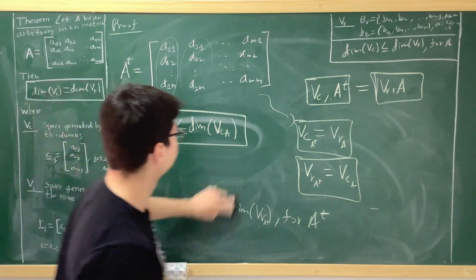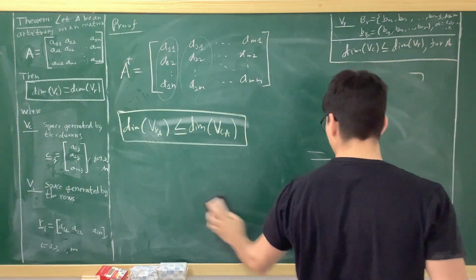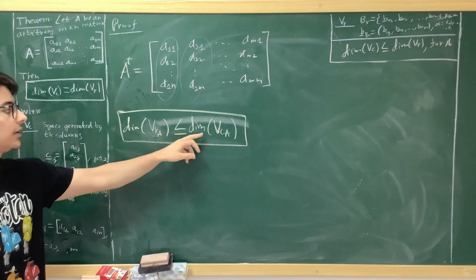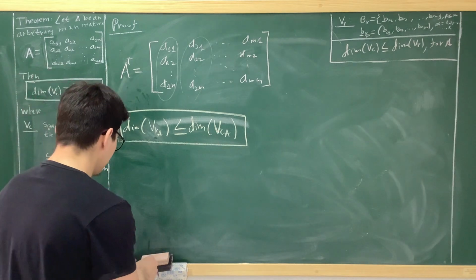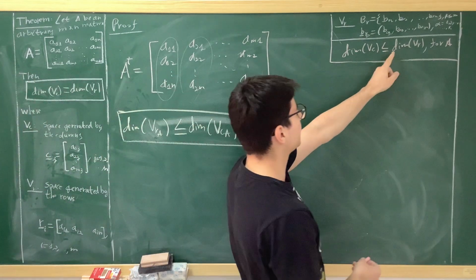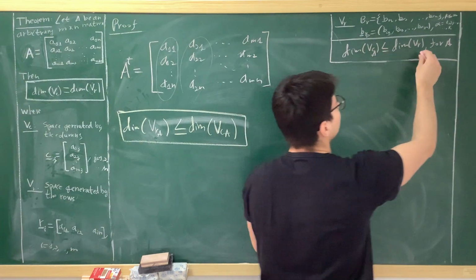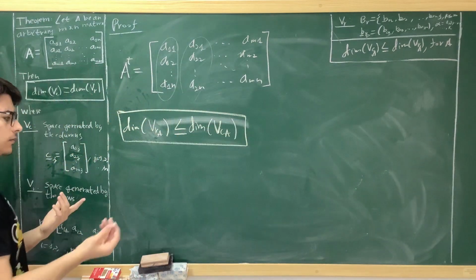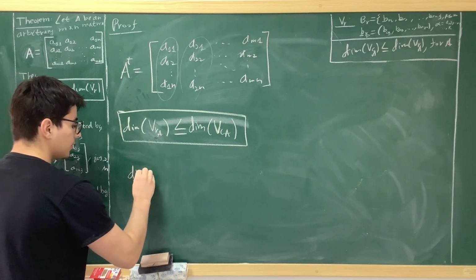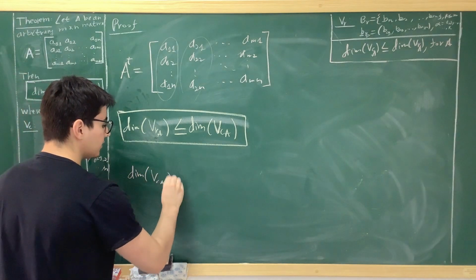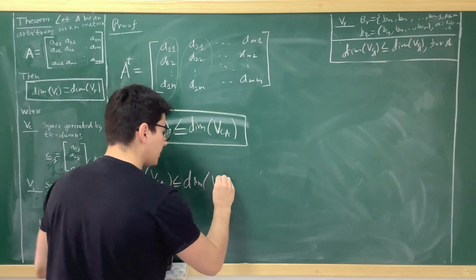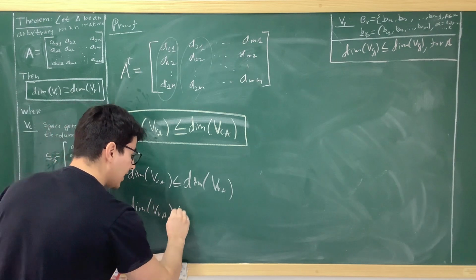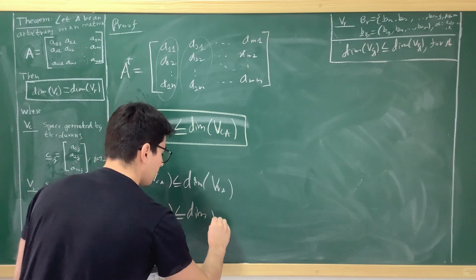Now, what does this mean? Well, this means that the dimension of VR of A is less or equal than the dimension of VC of A, but we also said that the dimension of VC of A is less or equal than the dimension of VR of A. So VC of A is less or equal than the dimension of VR of A, but the dimension of VR of A is less or equal than the dimension of VC of A.